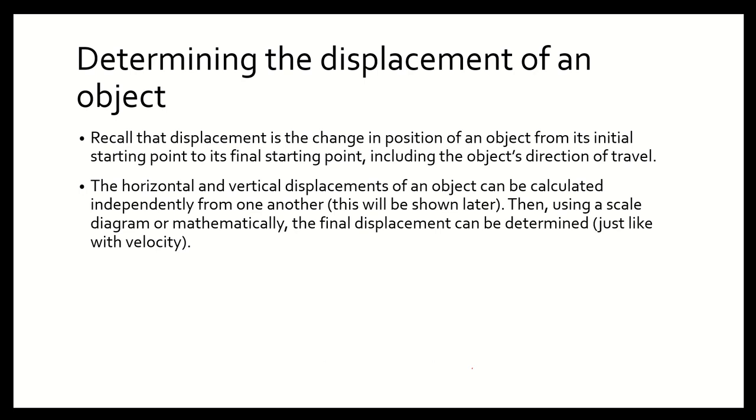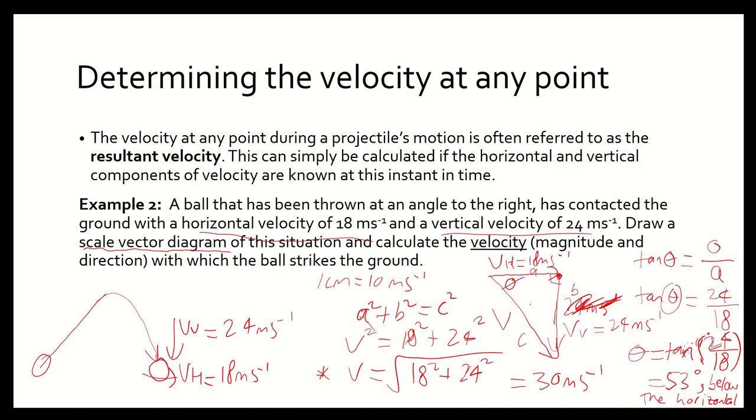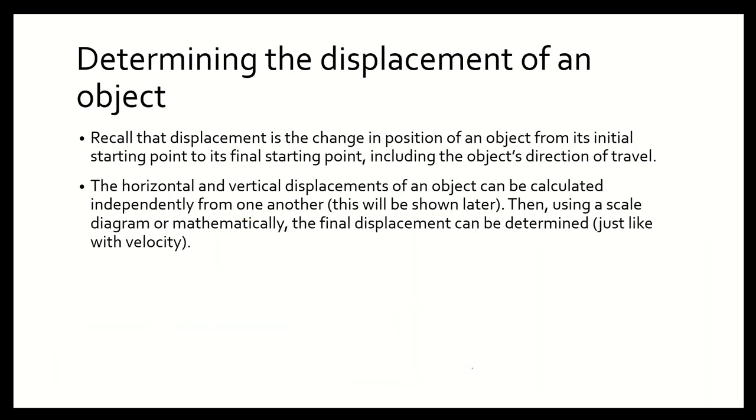So you can be asked to do a vector addition of a displacement as well. Remember, a displacement is just the change in position of an object. So say an object starts here and the question might be, what is the displacement of the object when it's reached the top of its path. So you might be chucked into the air and go like there, but it might say what's the displacement. So the displacement is going to be the change in position. So that's going to be the overall displacement.